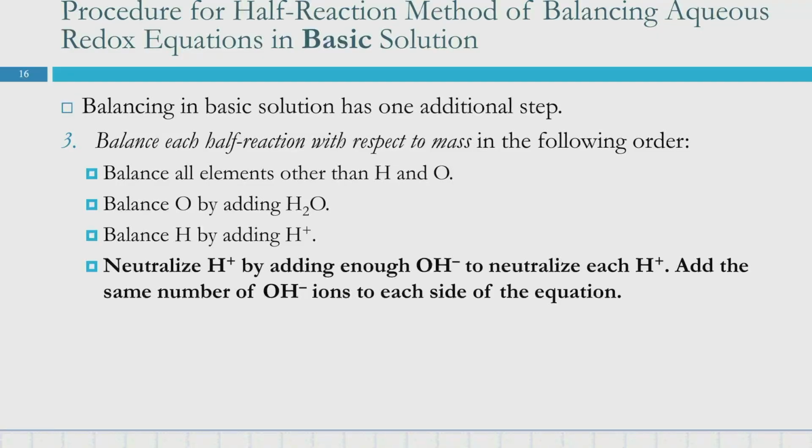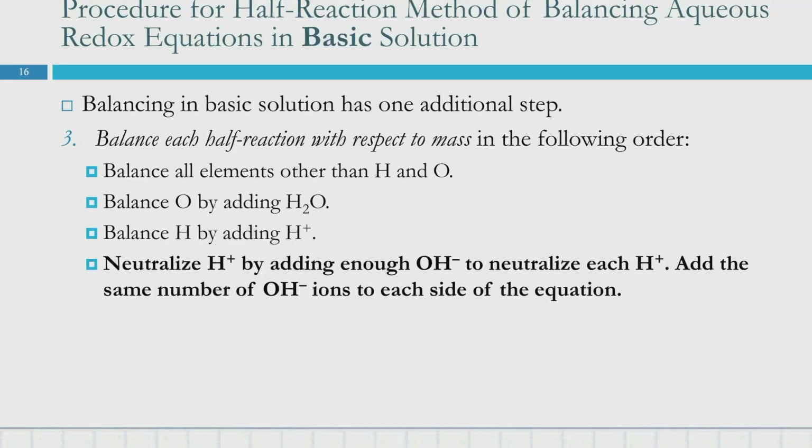Yeah. All right, so for balancing in basic solution, as we well know, there's excess hydroxide floating around in solution. If we balance it according to our acidic principles like we've been doing, and we showed that there's H+ in solution, we know that there's really not that much H+ floating around. There's lots of hydroxide floating around. That H+ would get used up pretty quick.